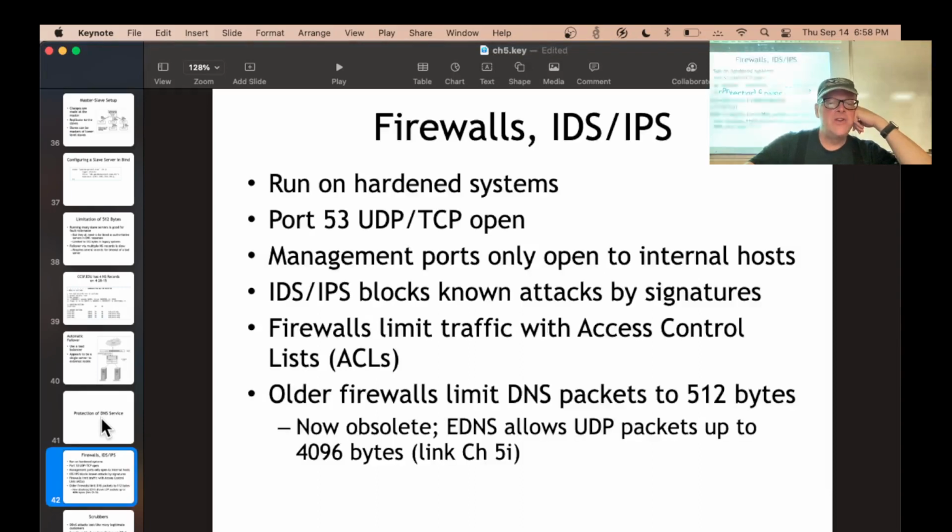All right, so to protect your DNS service, general rules: run on a hardened system with all the patches and updates and firewalls and everything. Block the management ports of your device, so only trusted IP addresses can get there, only internal ones. You have an IDS to block known attacks. You can limit traffic with an access control list in your firewall, and so on.